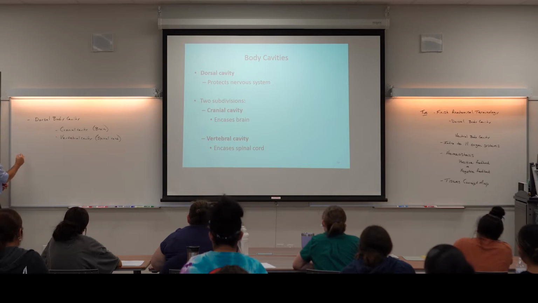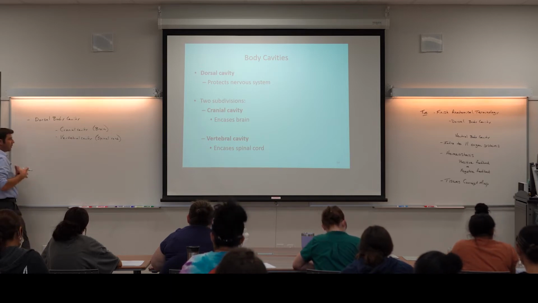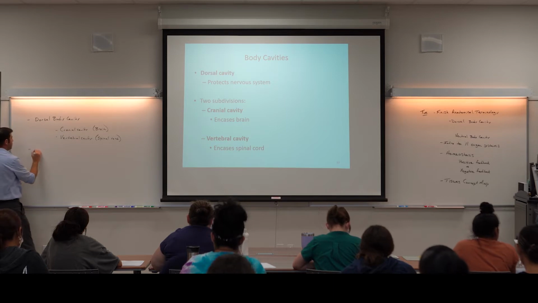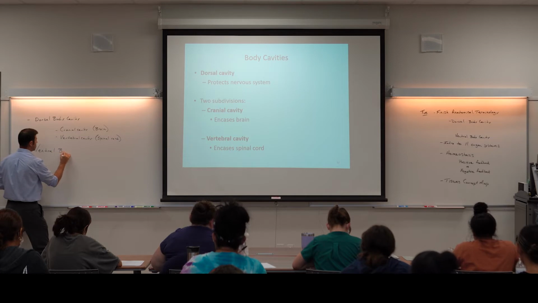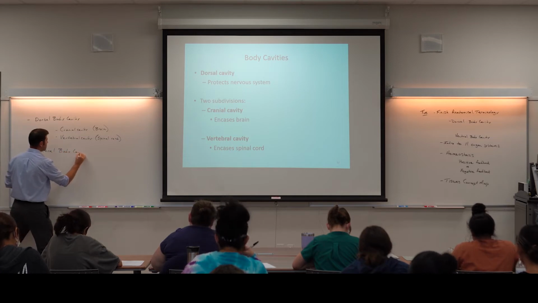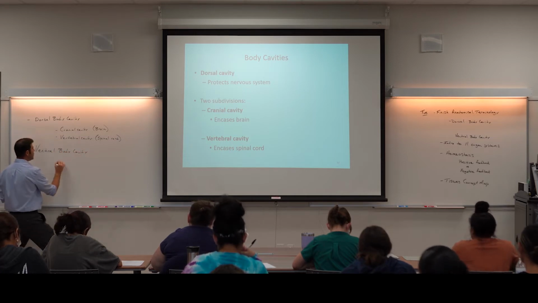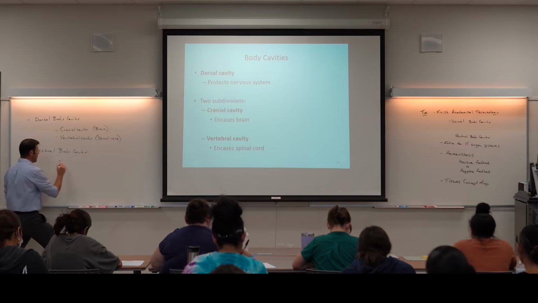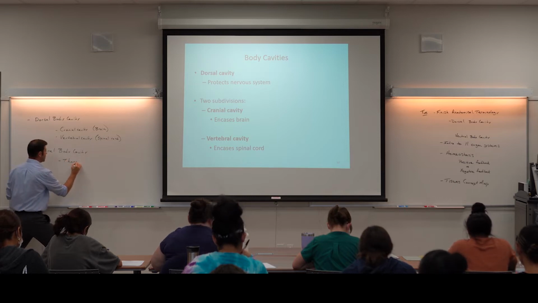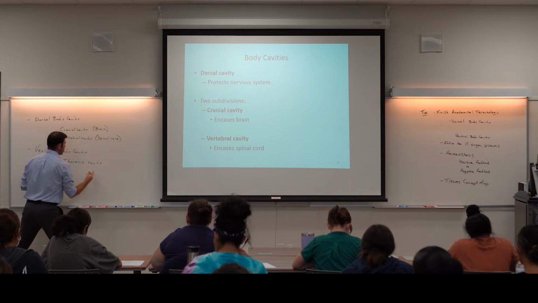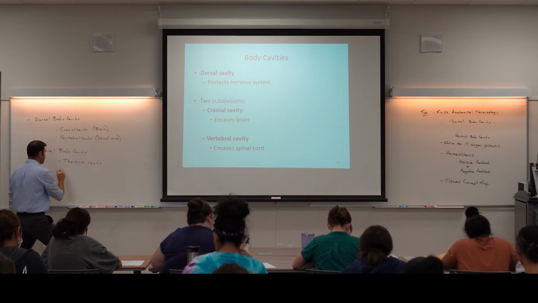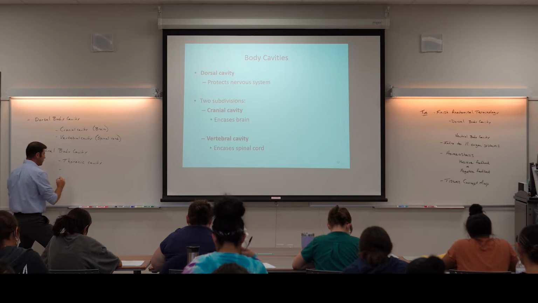This dorsal body cavity is obviously on the dorsal side of the body that we mentioned. There is a ventral body cavity that will be subdivided into what we will call the thoracic cavity. The chest above the diaphragm, and then the other part is the abdominopelvic cavity.